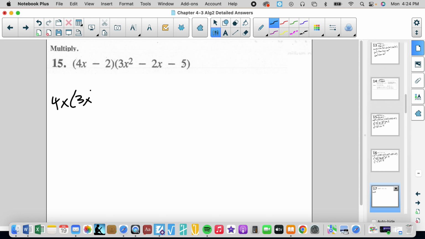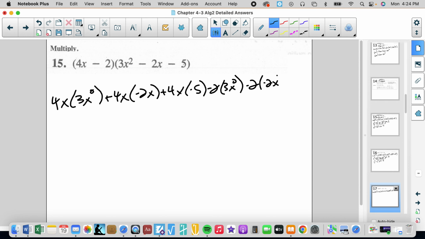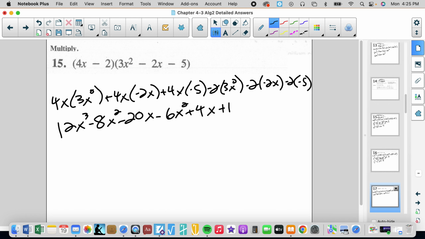4x times 3x squared plus 4x times negative 2x plus 4x times negative 5 minus 2 times 3x squared minus 2 times negative 2x minus 2 times negative 5. Keeping track of those negatives, super important. 12x to the third minus 8x squared minus 20x minus 6x squared plus 4x plus 10.